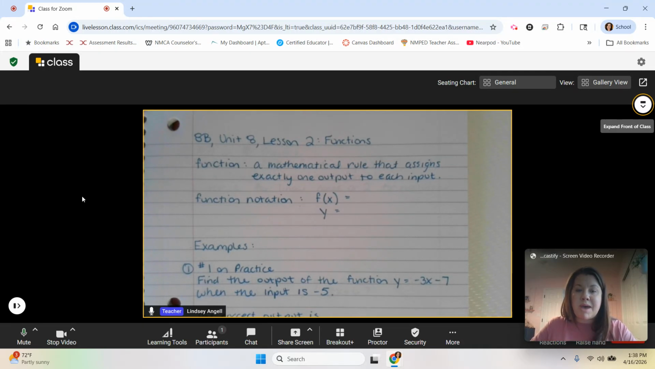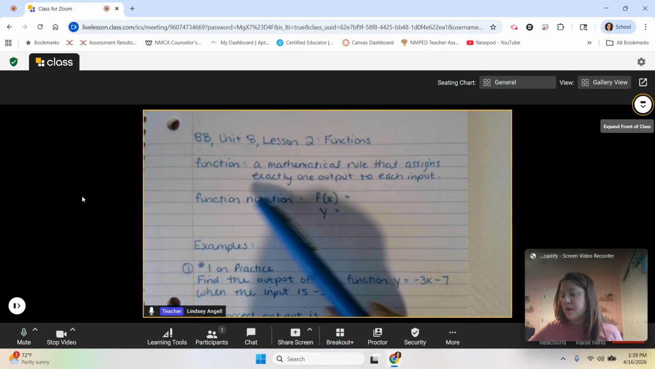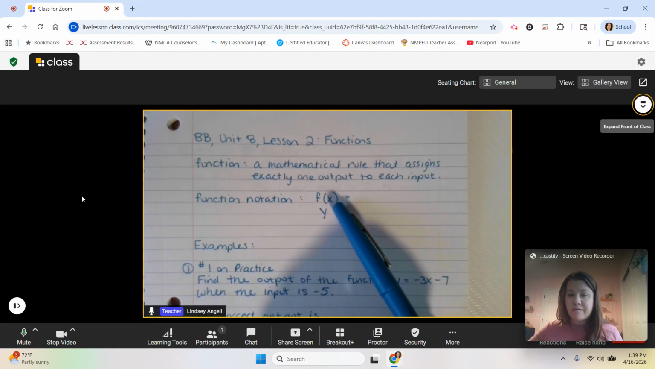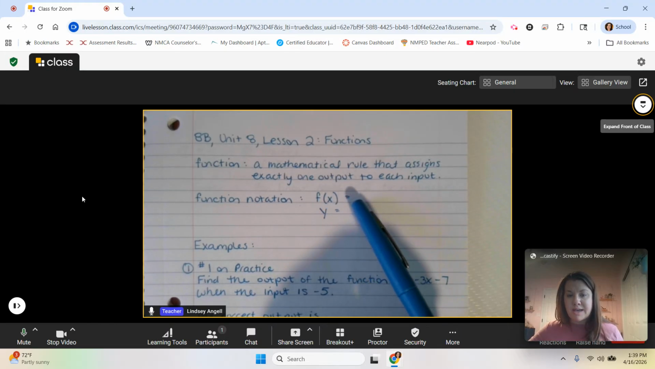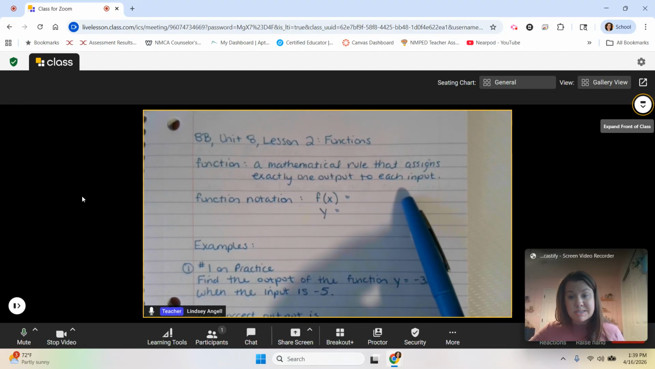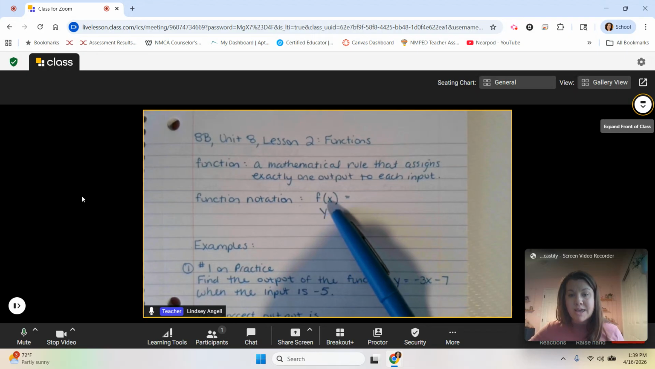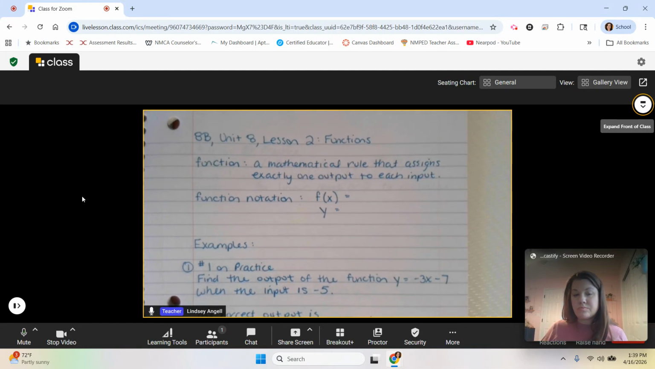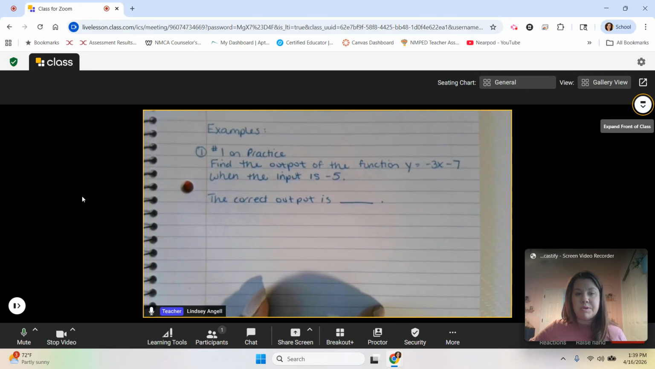A function is a mathematical rule that assigns exactly one output to each input, all right? Some ways that you'll see function notation looks like this: f of x, that's how you would read that. It just means the function of x. And then there would be an equation over here, even like mx plus b, okay? y equals mx plus b, or the function of x equals mx plus b. Those are one and the same. Let's talk through some examples.